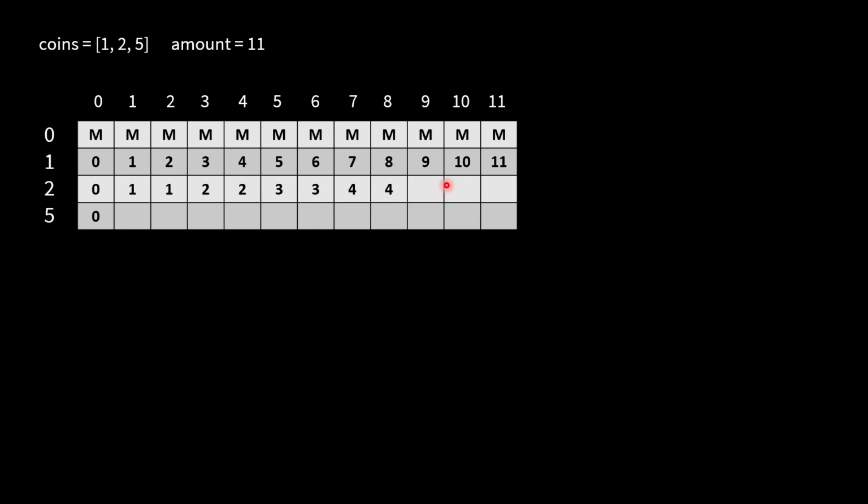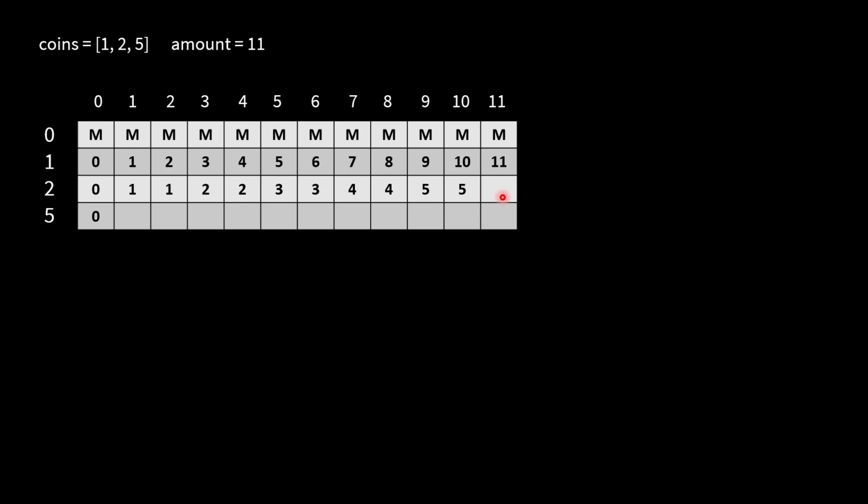For the next two cells, suppose in this cell we will have either 9 or 9 minus 2 means 7. Here we have 4 plus 1, that means 5. The minimum between 9 and 5 is 5. And here the minimum between 10 and 5 is 5. So in both the cells we will have 5.